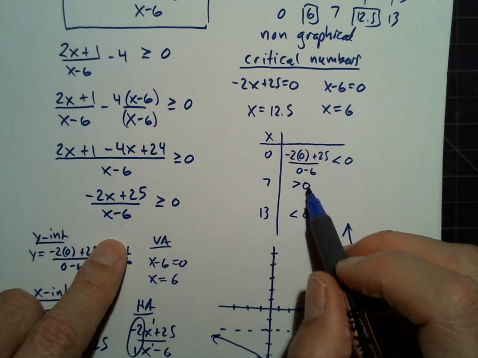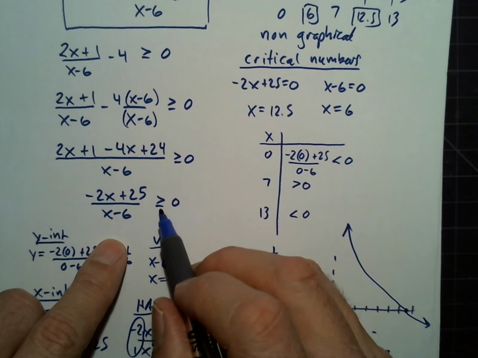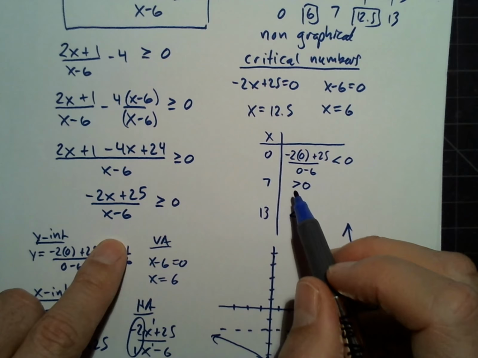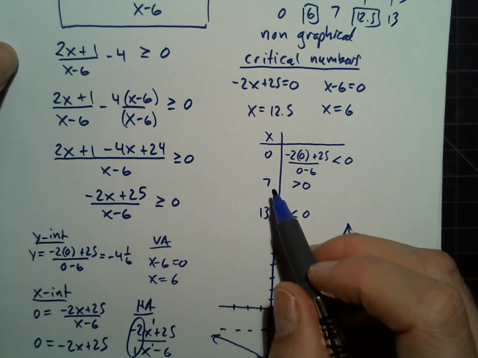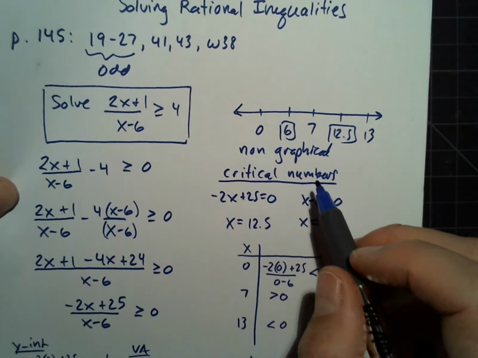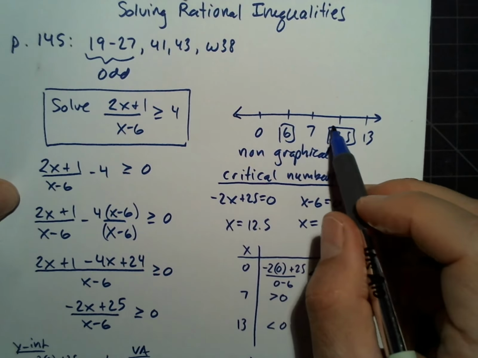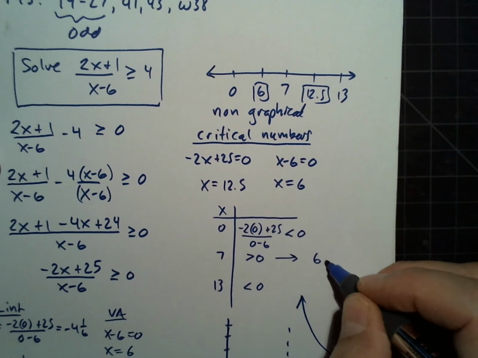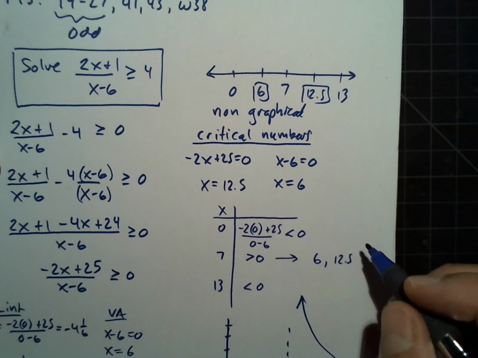Here we want greater than 0, so that's our solution, and that means 7 is true. That means between these two is the solution. So the solution is between 6 and 12.5.